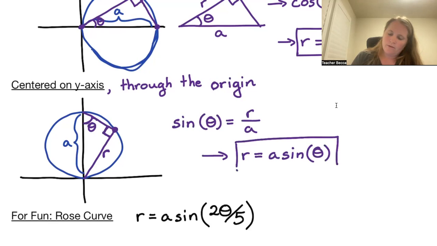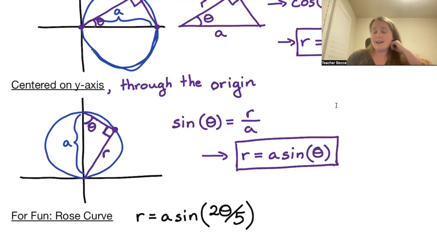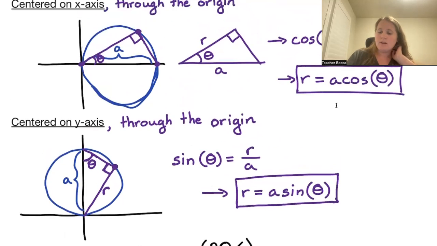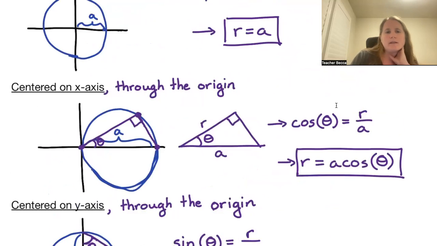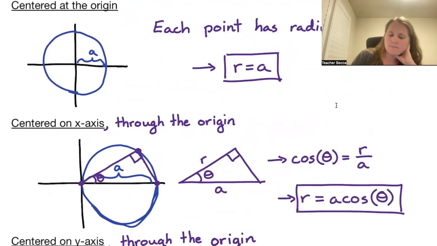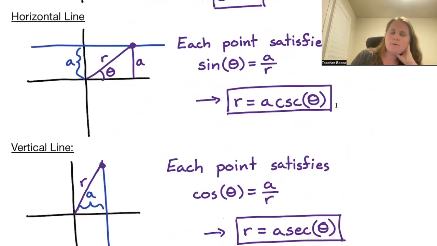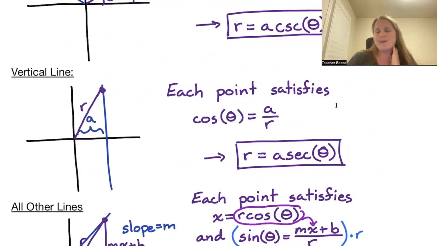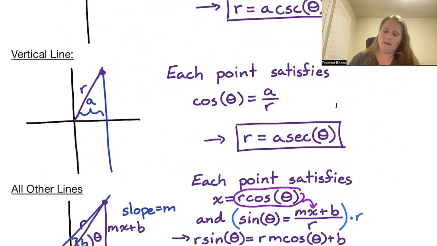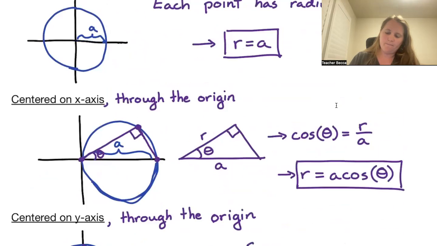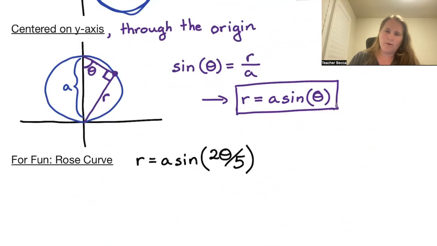So here we have sort of what 4 of our trig functions look like. If R is equal to A sine of theta, we get this circle on the y-axis. R equals A cosine theta, we get the circle on the x-axis. We saw that R equals A cosecant theta was a horizontal line, and R equals A secant theta is a vertical line. So our trig functions get us some interesting shapes in polar coordinates.